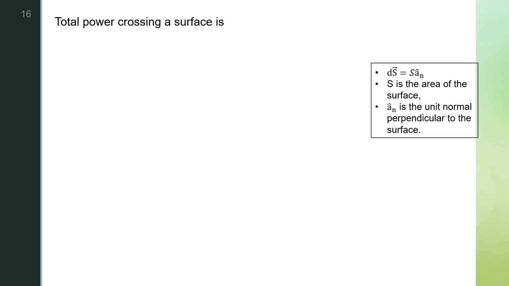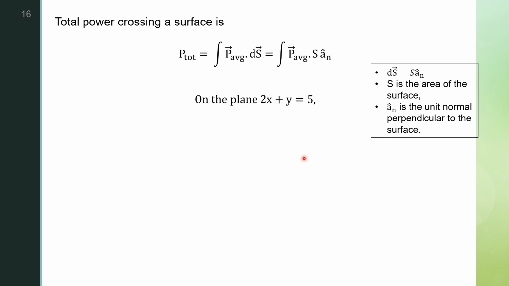But we have got one more part pending. We want to find the total power crossing the surface, and area was given, that is 100 centimeter square on the plane 2x plus y is equal to 5. So how to find total power if we know the time average power? So total power is equal to surface integral of average power dot ds. So here P average dot ds is same as S into An, where S is the area of the surface and An cap represents the unit normal that is perpendicular to the surface.